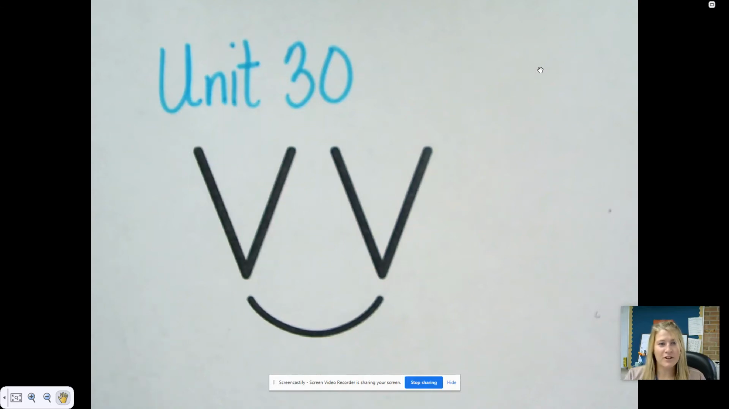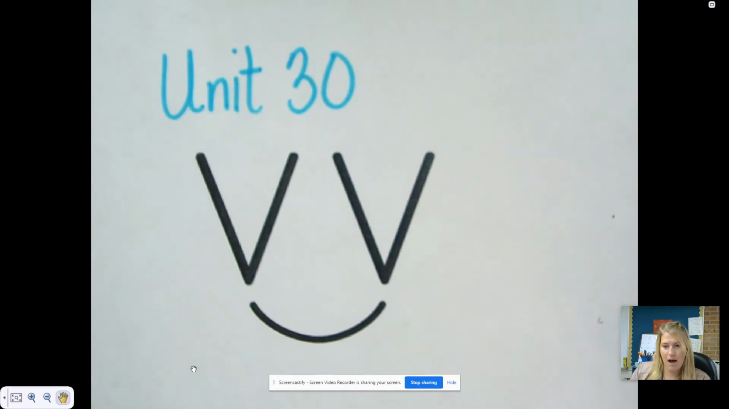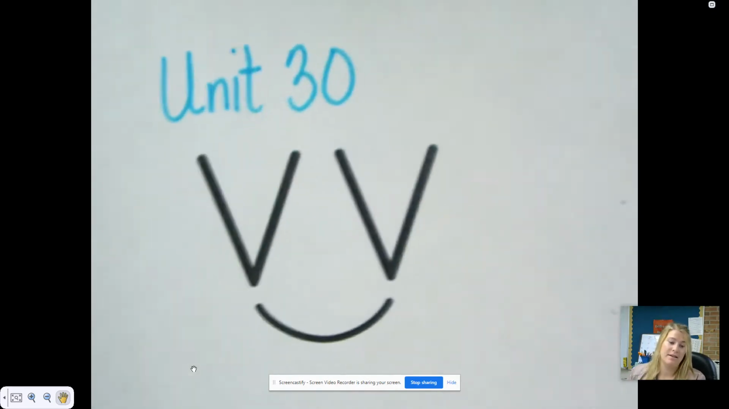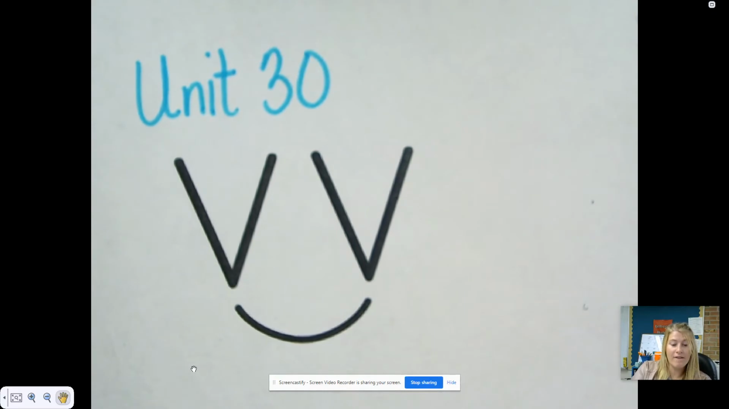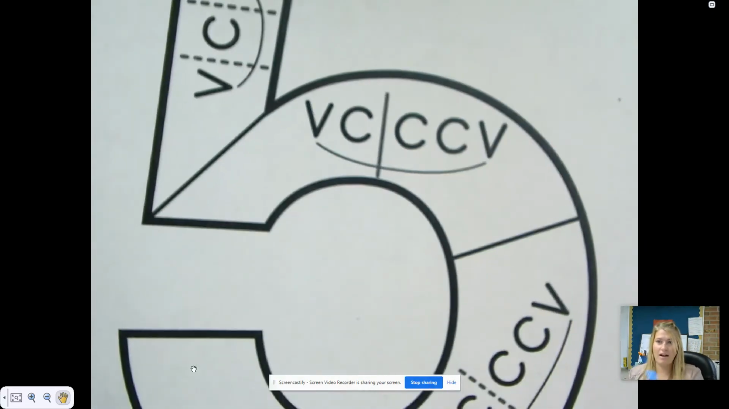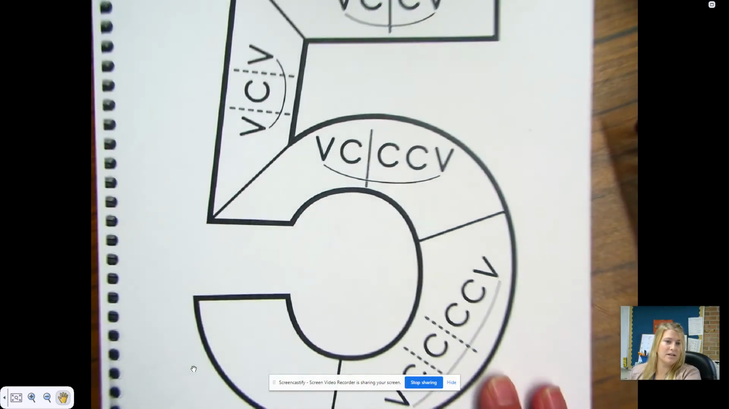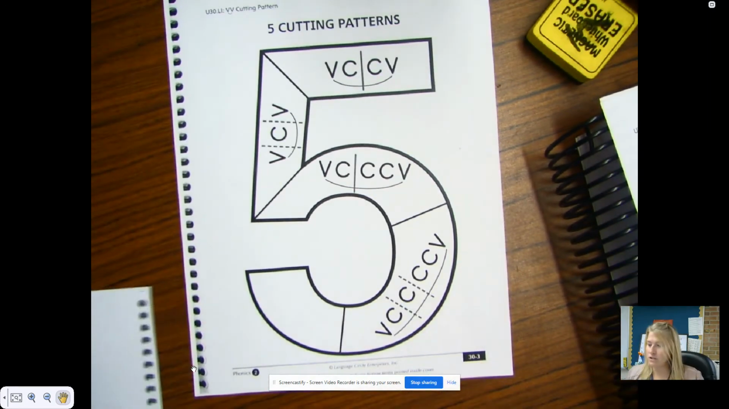Hey there, fellow learners. We're here taking a look at our Project Read syllable patterns, and we are on Unit 30. We're plugging along, and here we have the vowel pattern. Now, I know you guys are thinking, well, we've done this before. This vowel pattern's a little bit different, so we're going to talk about how it's different today. So it is our fifth on our cutting patterns. Here's the ones we've covered so far.